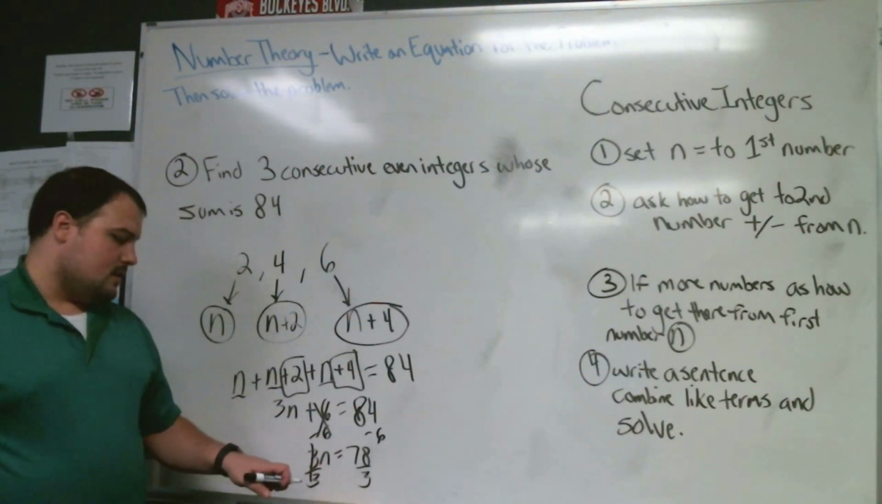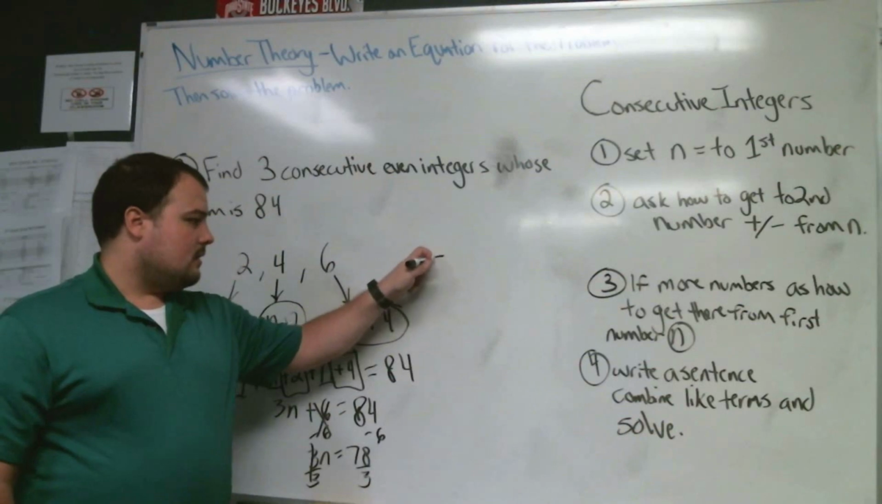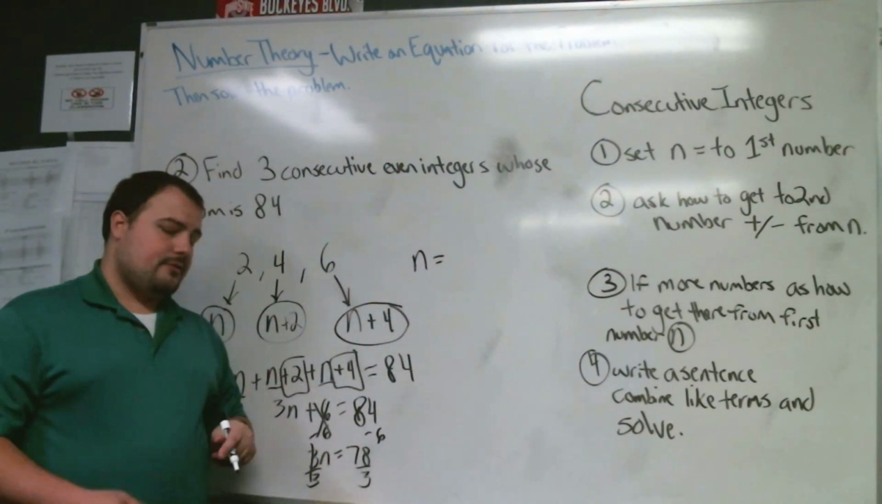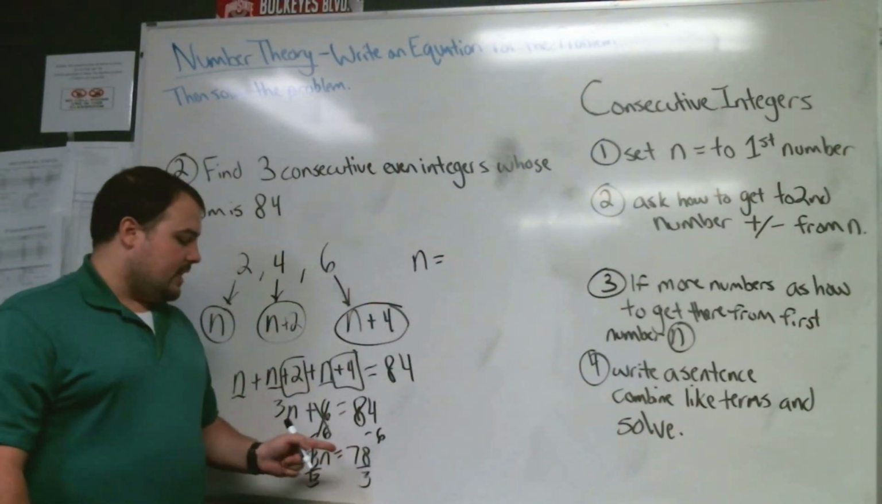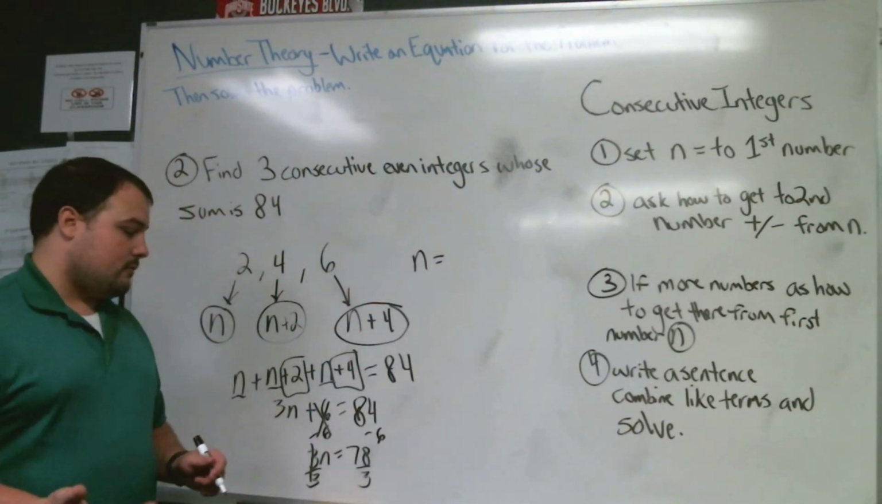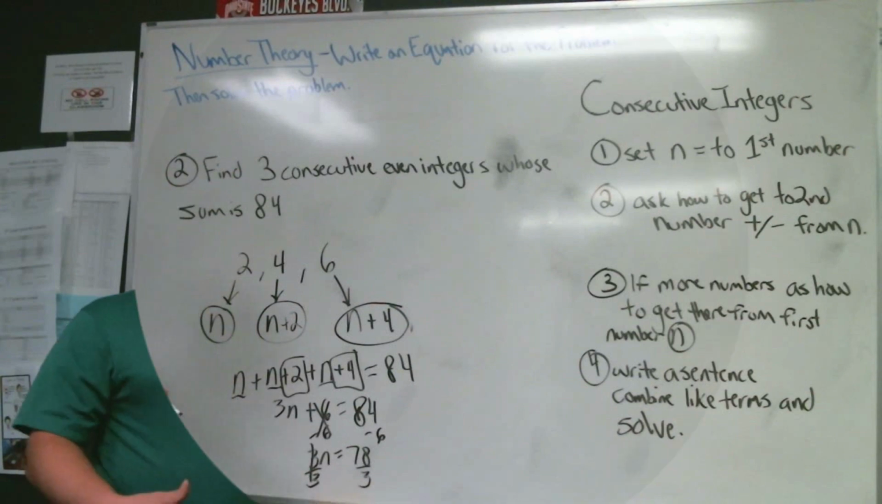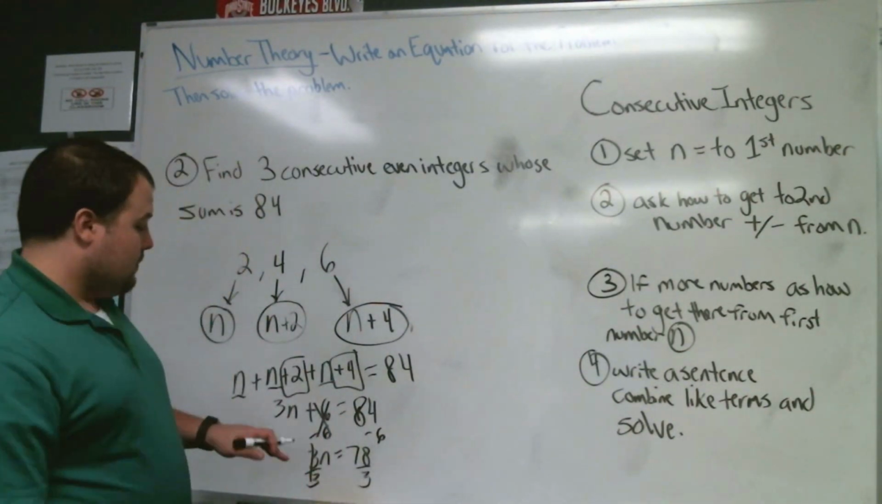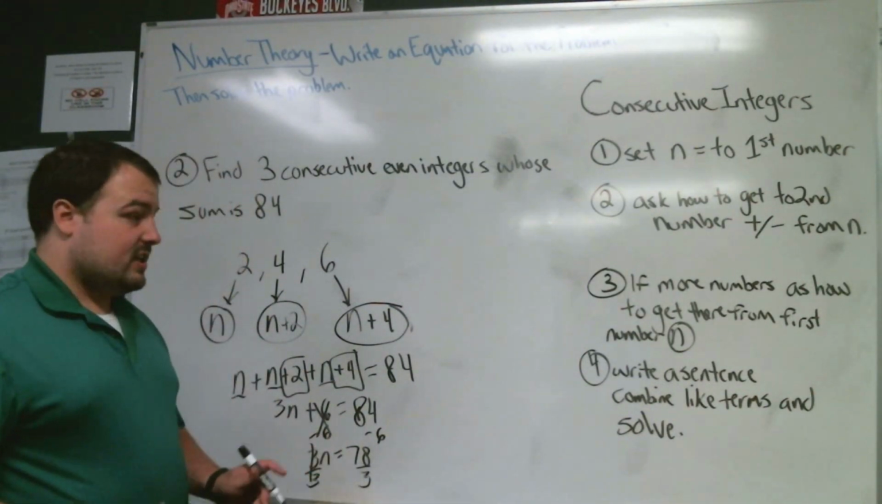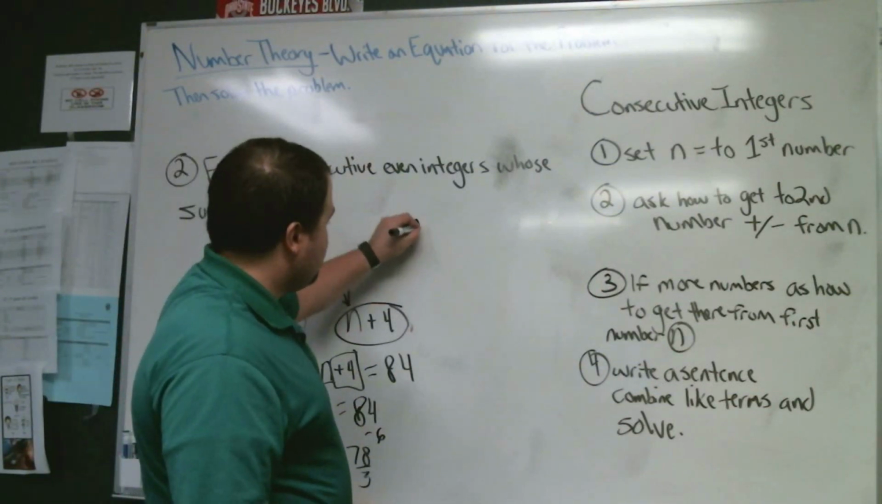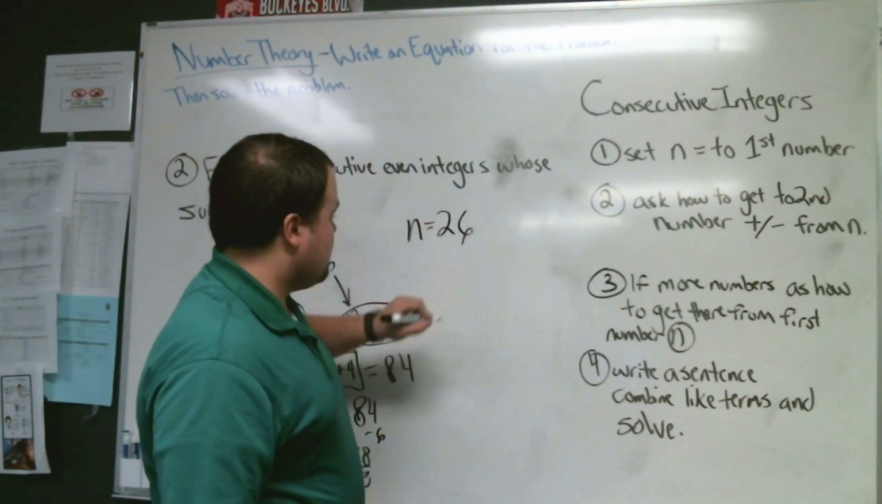Divide by 3. And I know that 7 can divide by 3 twice. And I have 18 left. 18 divided by 3 is 6. So n equals 26. So now that we know that 78 divided by 3 is 26, we can say that our first number is 26.